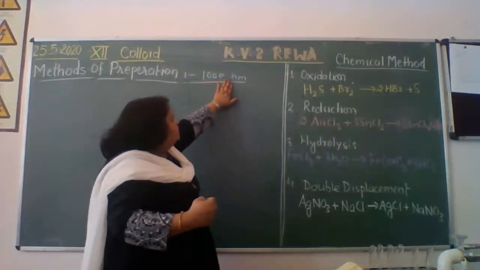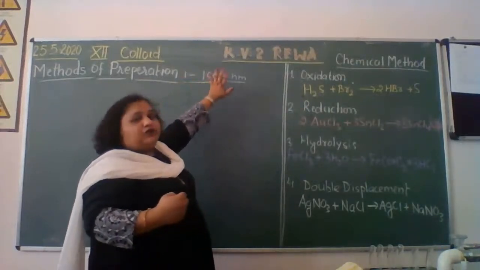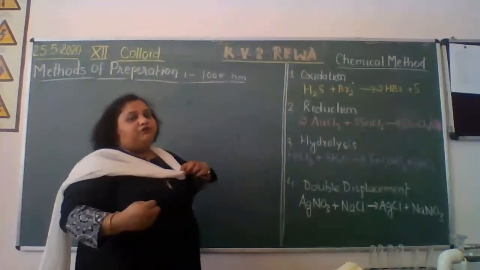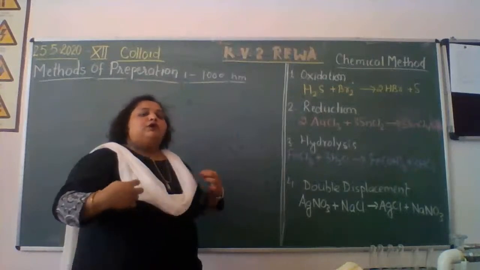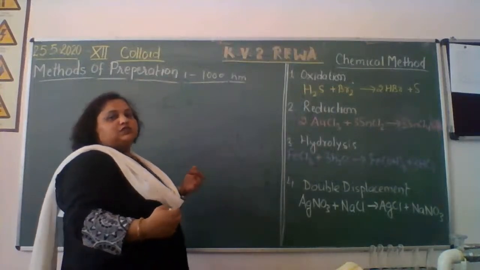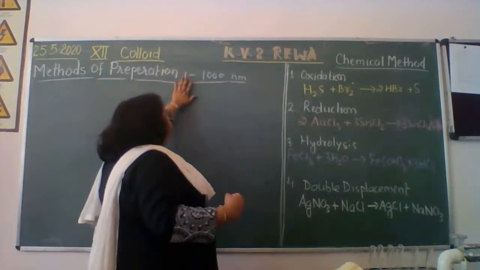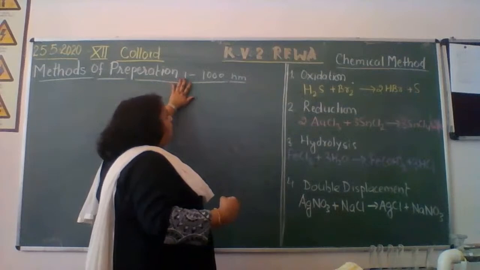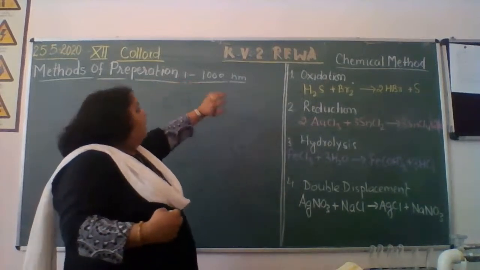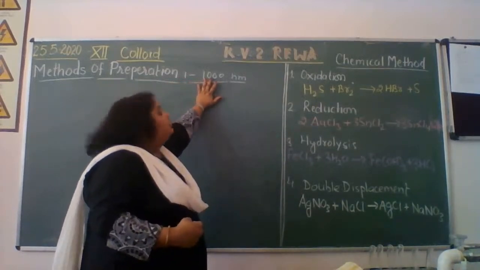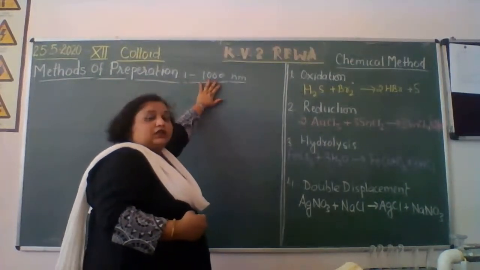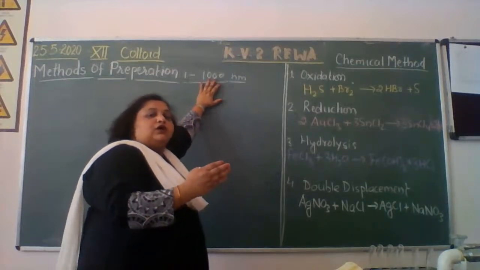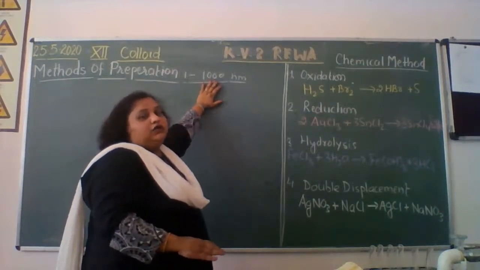But if the size of the dispersed phase, I must use now the perfect terminology so that you also become habituated to these terms. If the dispersed phase has a size less than 1, the method applied will be different. And if the size of the dispersed phase is greater than 1000, that means you have to reduce the size, you have to make smaller the size of the dispersed phase.